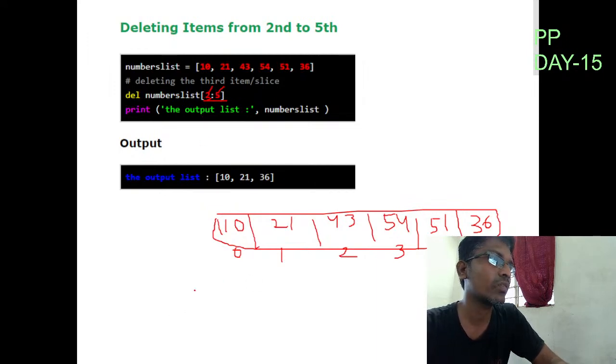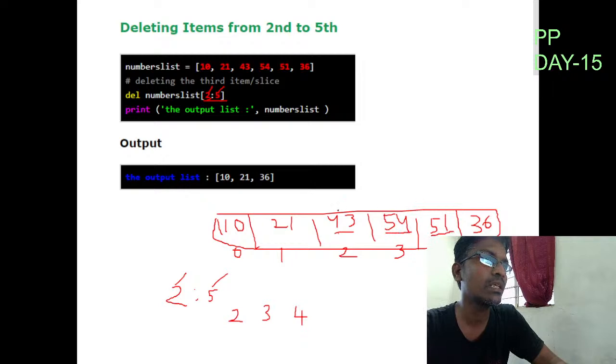So now I want to remove the range from 2 colon 5. So what does 2 colon 5 mean? 2 will be included and 5 will be excluded. That means you have to remove the elements at index 2, 3, and 4 only. And what is the element at index 2? That is 43. So 43 will be deleted, and 54 will be deleted, and 51 will be deleted. So these three values will be deleted.